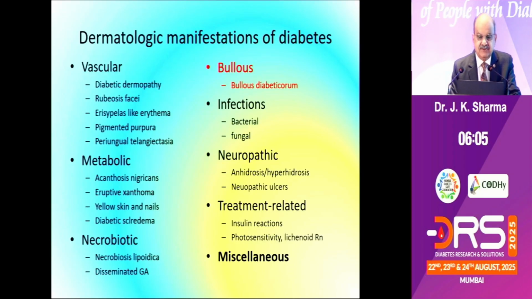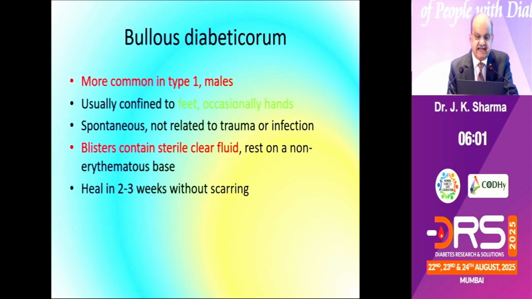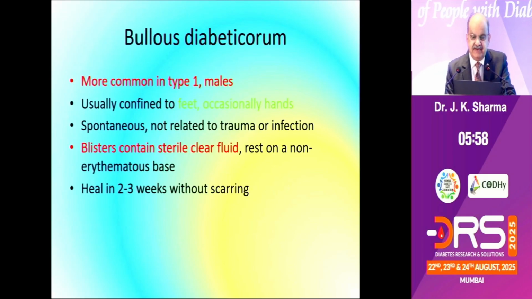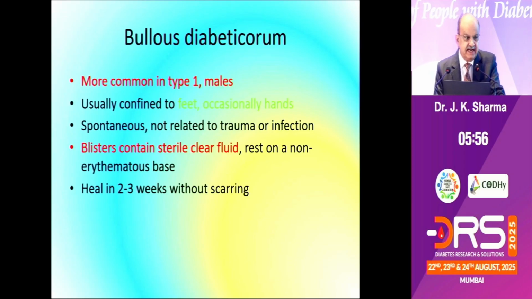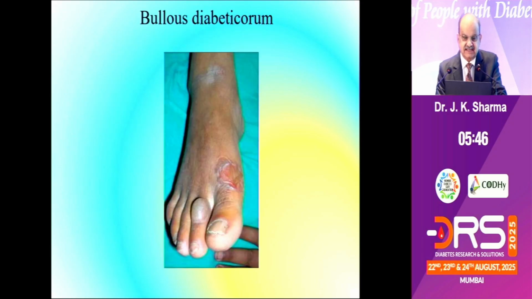So now come to bullosis diabeticorum. More common in type 1 males, usually confined to the feet, occasionally hands, spontaneous, not related to trauma or infection. Blisters contain sterile clear fluid, rest on a non-erythematous base, and it heals in 2 to 3 weeks without scarring. This is the bullosis diabeticorum. You must have seen it a number of times.